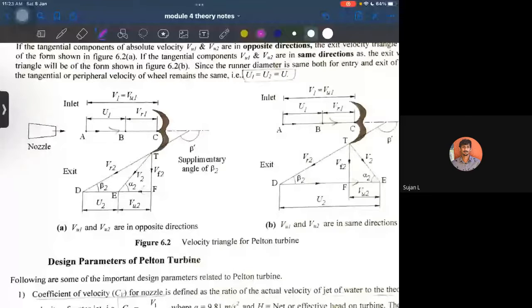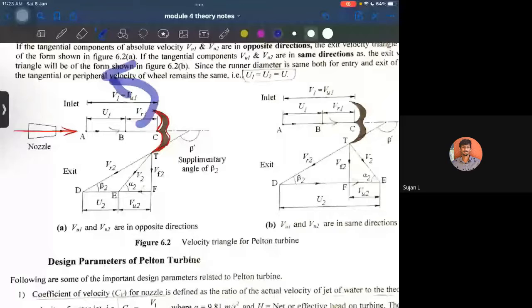So this is the hemispherical shaped bucket, which is considered as a blade for a Pelton wheel, right? Correct? Okay. Now, water is striking like this. Correct? Now, when the water is striking like this, half of the water is made to move like this, and half of the water is made to deflect like this. This is what is happening.